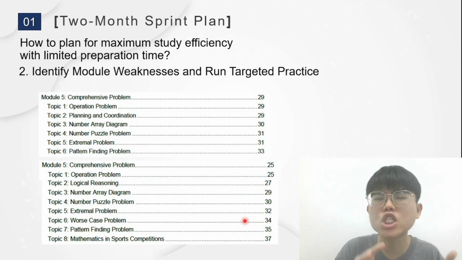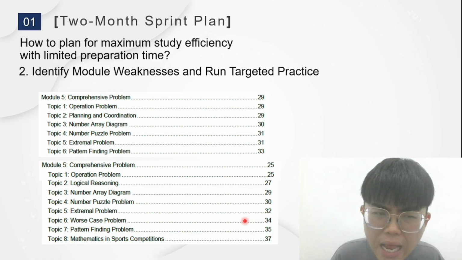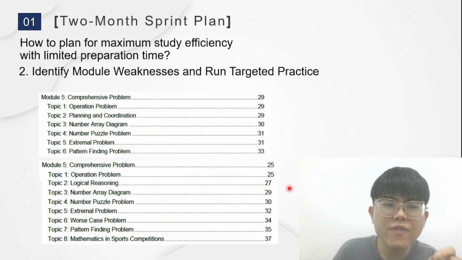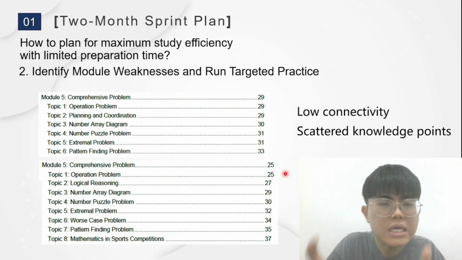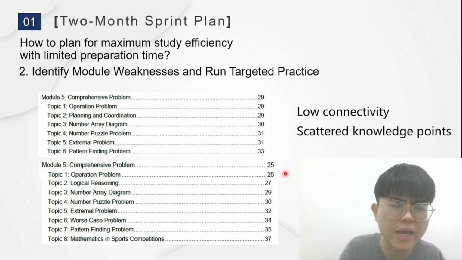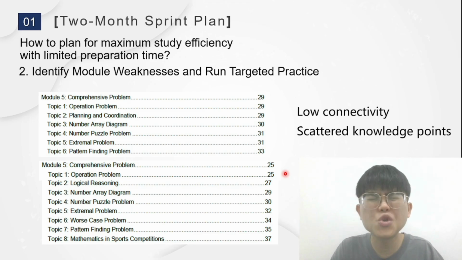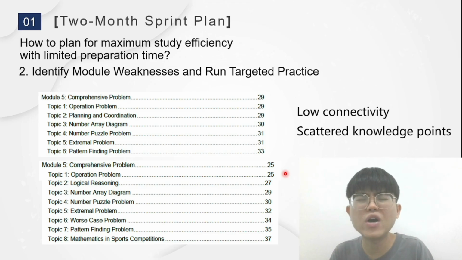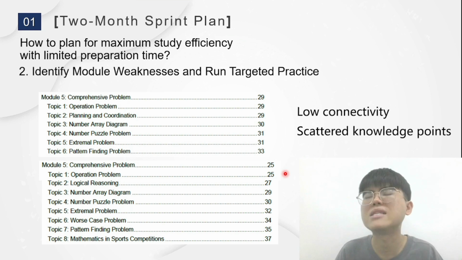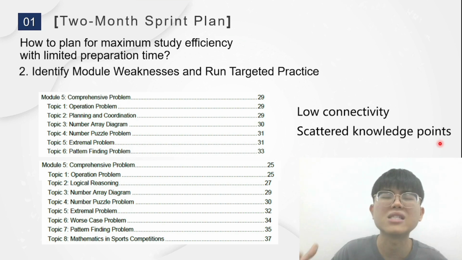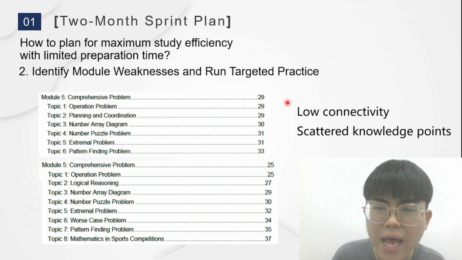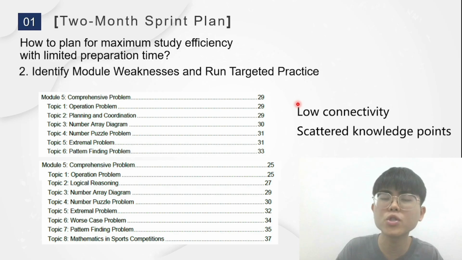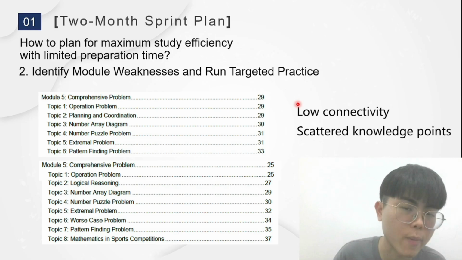So you can see that this is the topic list for the comprehensive module. As you can see, the problem with the comprehensive problem is, first thing, low connectivity. We say that all of the knowledge points right here are not related to each other, so it is hard for us to study them. And second thing, the knowledge points are scattered around. This is why we never recommend focusing on the comprehensive problem. You should focus on the other 2 modules, which are the word problems and also the geometry problems.